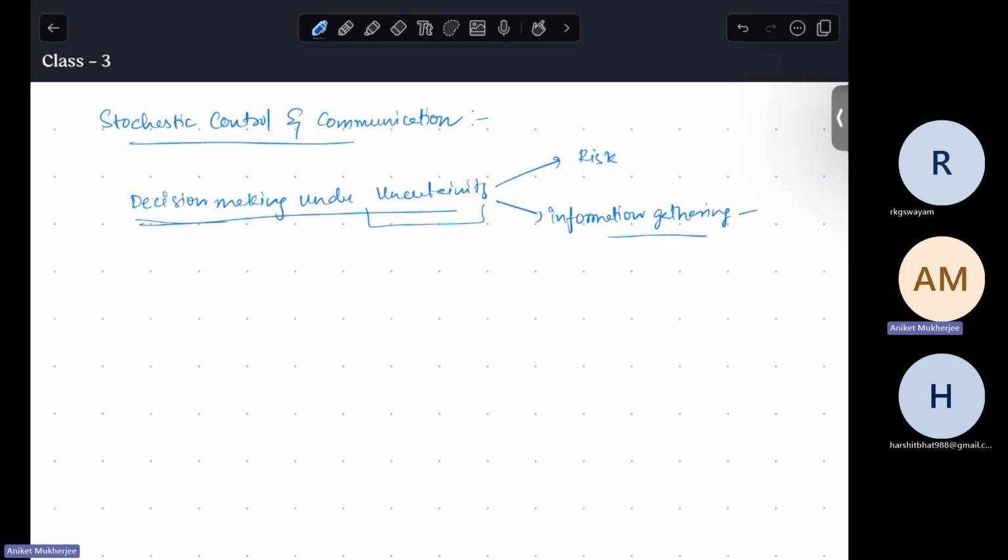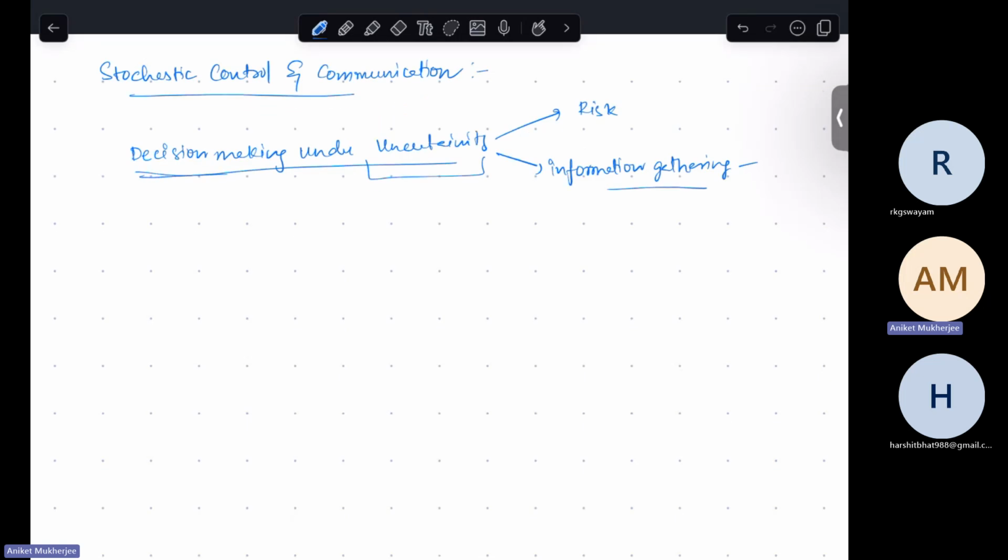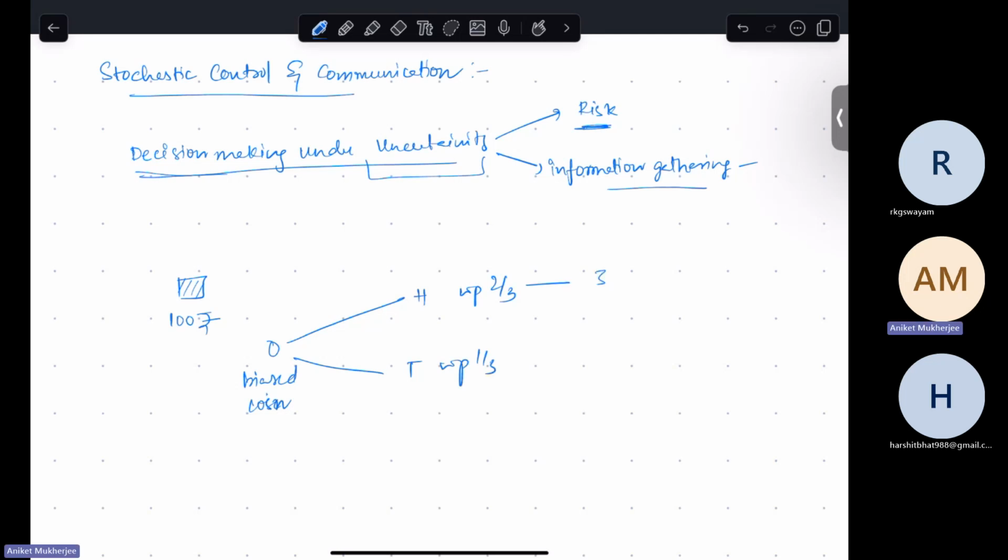So we'll talk about this today a bit, but before that, I'll just give a very quick recap of what we have discussed under the subsection risk. First we saw this one type of lottery where you had this 100 rupee entry fee, and then a biased coin was tossed. You got heads with probability two-thirds, and you got tails with probability one-third. If you got head, you got 3 into 100 rupees. And if you got tails, you got 0 rupees.